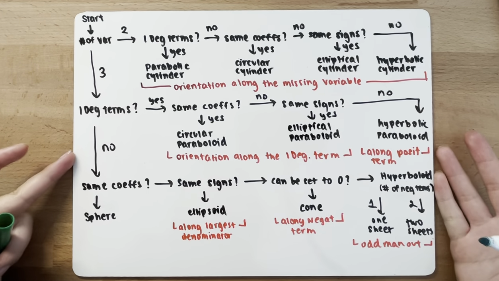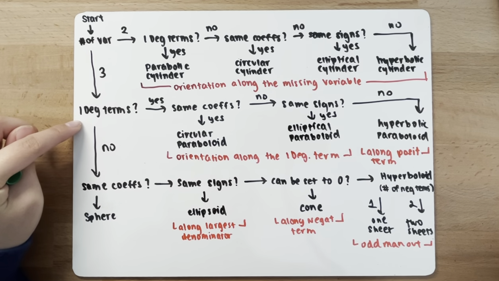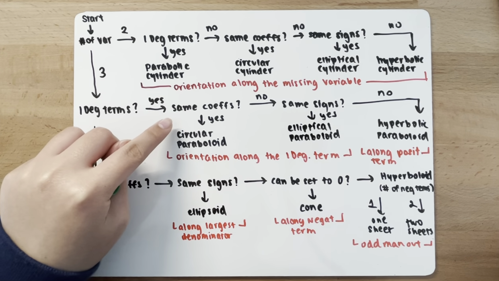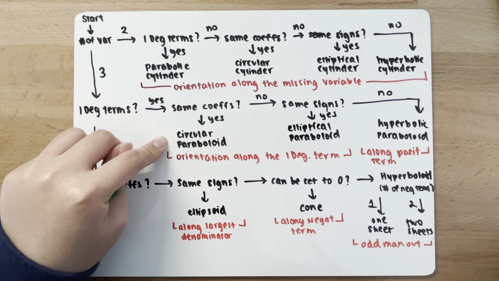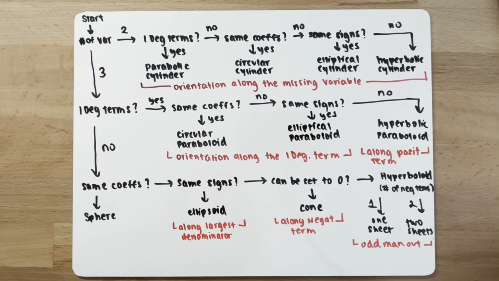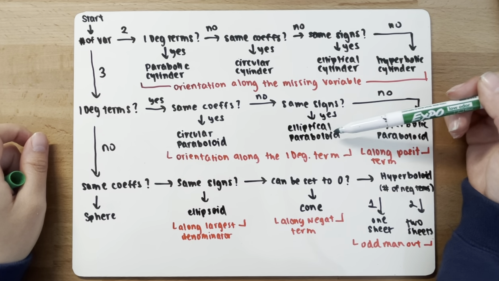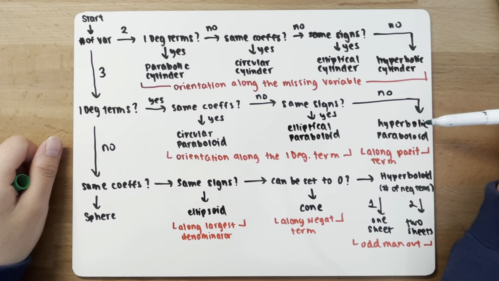If there are 3 variables, you're going to ask yourself, are there any 1-degree terms? Because if yes, you're going to ask, do they have the same coefficients? And if yes there too, you're going to know that it's a circular paraboloid. If not, you're going to ask, do they have the same signs? Because if yes, it's an elliptical paraboloid. If not, it is a hyperbolic paraboloid.